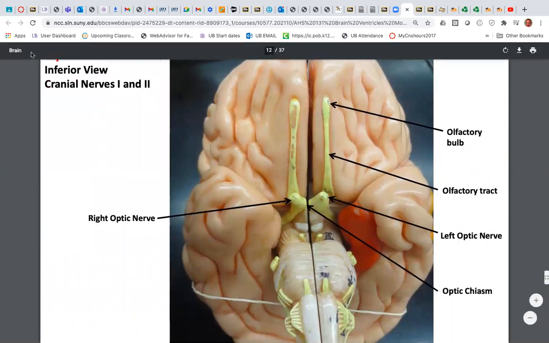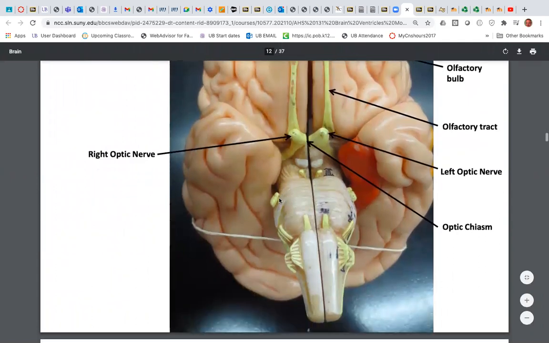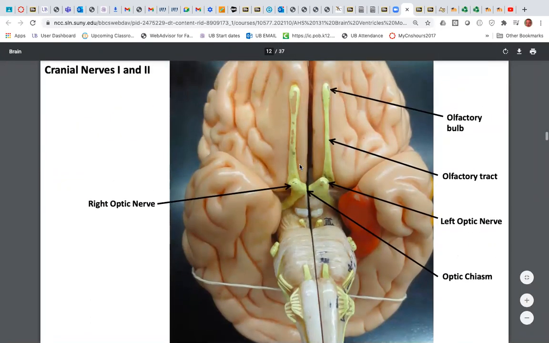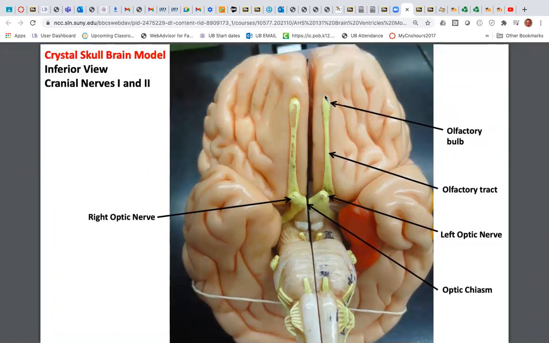Now this view is an inferior view looking underneath the brain. Here is your medulla. Here is your pons. And up higher, here is your midbrain. And we can see this long nerve right here is the olfactory bulb. The tip is the olfactory bulb. This is the olfactory nerve or the olfactory tract. This is picking up the sense of smell.